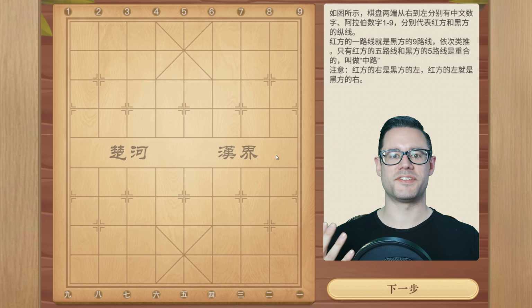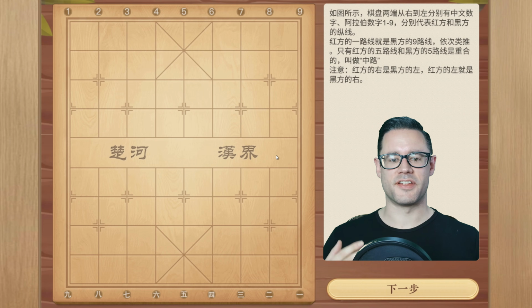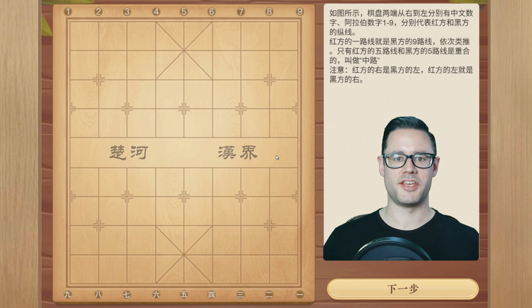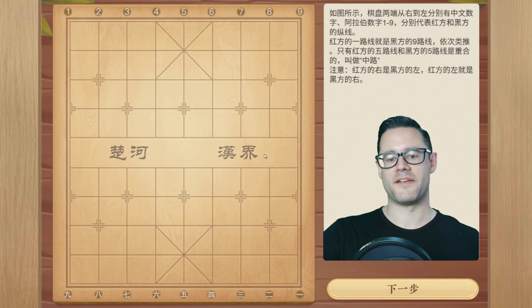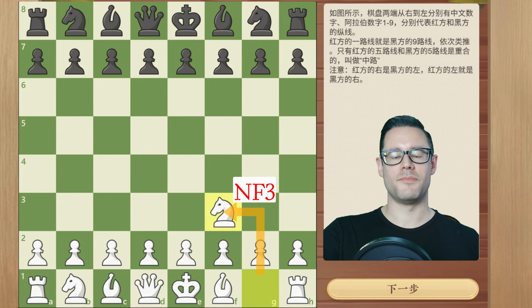They are the same system, just one uses the Chinese characters and the other uses English characters. But let's get started. Xiangqi notation is different from Western chess notation. In Western chess, you'll have something like knight f3, and that would say that the knight moves to spot f3.